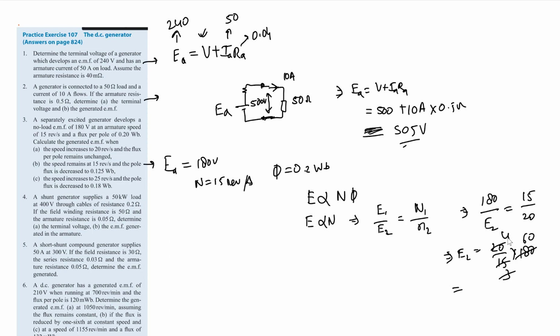So this is 4 sixes are 24, 240 volt. We got this E2 as 240 volt. Okay, now this was the A part. So let's see the B part.